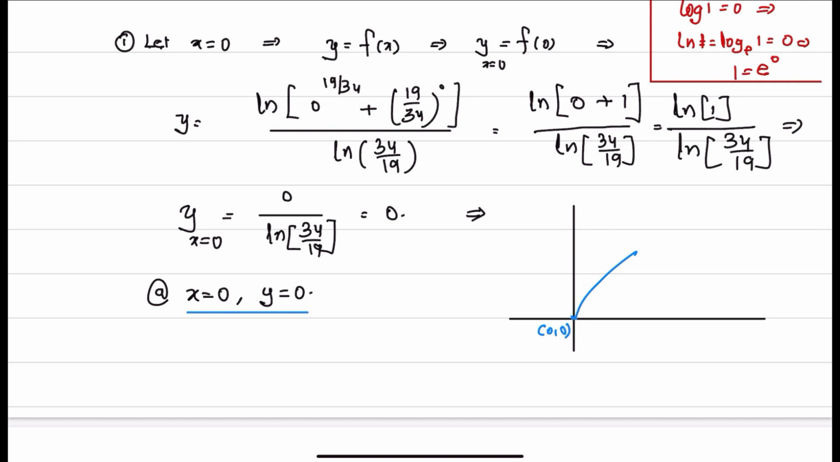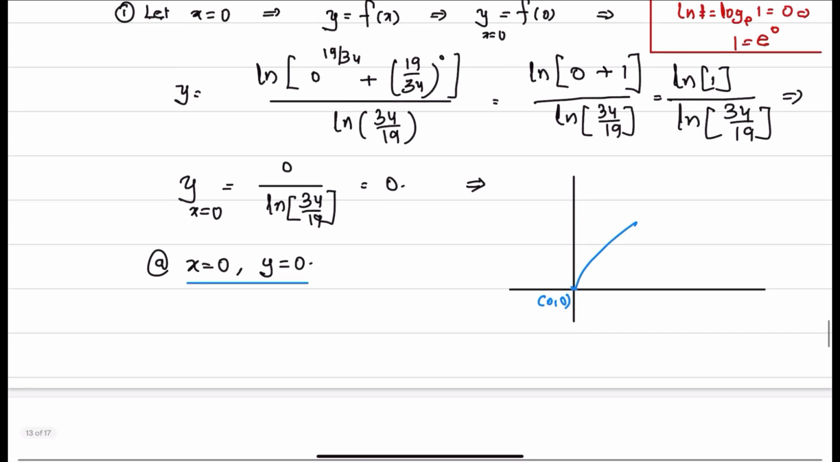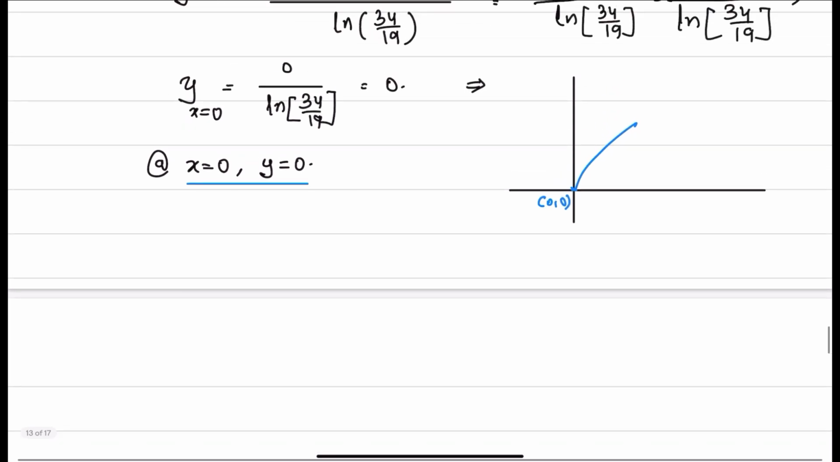Now let us go for the second option. This is the x-axis, this is the y-axis, because y is a function of x, two coordinates only there. Now, at x is equal to 1, what happens to y? x is equal to 1 implies y is equal to ln.